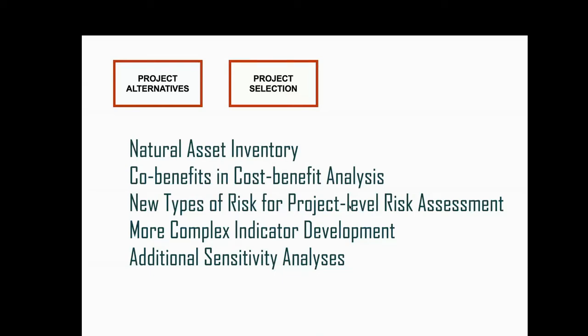Also, as a standard part of an infrastructure project cycle, there's usually a project level risk assessment. With the introduction of EBA, you suddenly are thinking about new types of risk, and you're also looking at what are the risks to the ecosystem-based adaptation or the natural asset, but also how does the introduction of that natural asset affect how you perceive or identify risk thresholds for the actual infrastructure that is the target beneficiary. Also, developing indicators of risk is much more complex when you introduce ecosystems and natural assets, and likely also requires additional sensitivity analyses in any modeling that's being conducted to compare the costs and pros and cons of different alternatives.